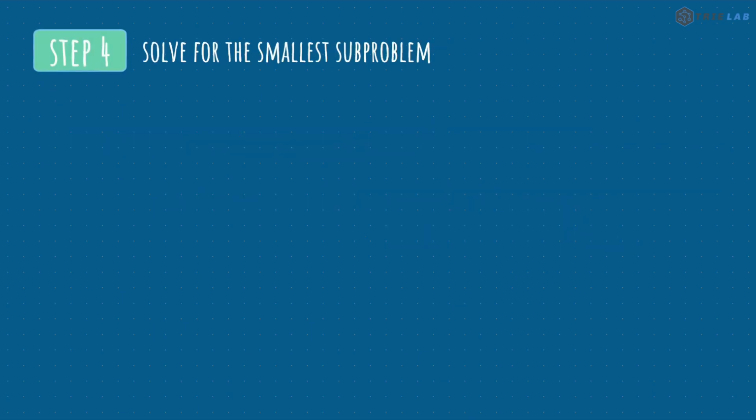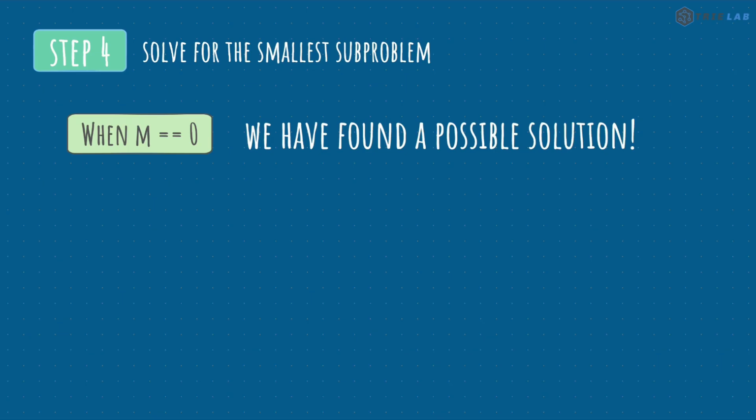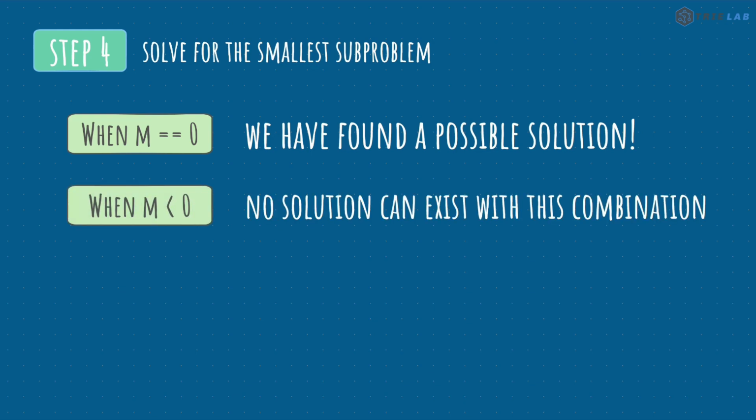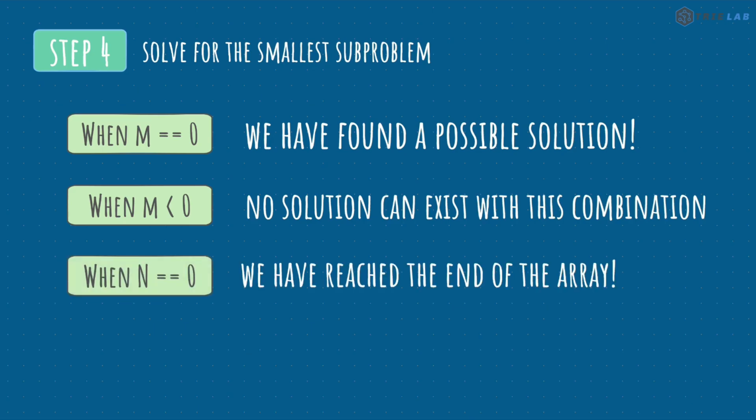For what states can we say that there is no need to divide it further? Of course, if m reaches 0, we can say that we have included a set of elements that sums up to the original m. That is, we have found a possible way. This is one base case. Now, if m becomes less than 0, maybe we have subtracted a large amount previously, and we can say that a solution cannot exist for this m. And if n becomes 0, again we cannot go further anymore since there aren't any more elements left.